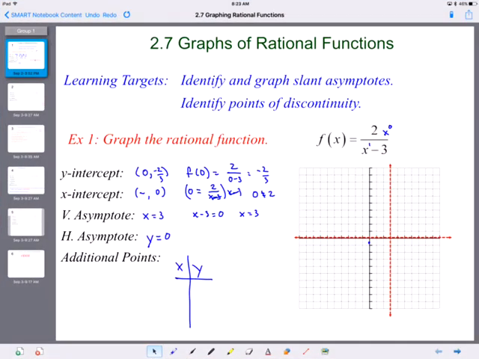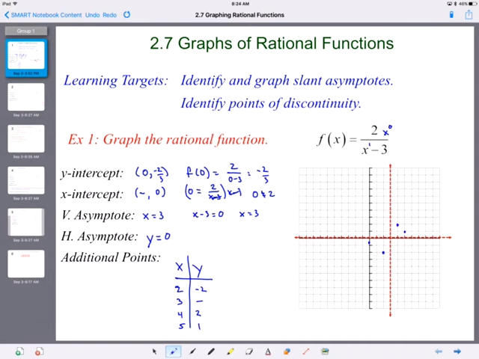And so, I kind of need both screens pulled up, but let's see. We had at x is 2, we were at negative 2. At 3, we didn't have one because that's a vertical asymptote. At 4, we were at 2, and at 5, we were at 1. So at x equals 2, we were at negative 2. At 4, we were at 2, and at 5, we were at 1.